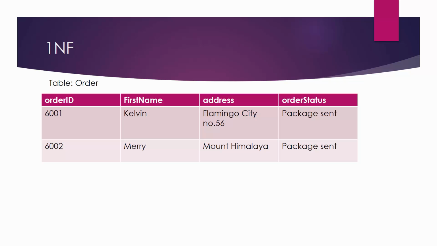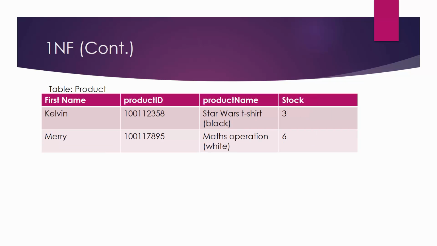The first normalization form is in the table order, as you can see. The first normal form is a property of a relation in a relational database. A relation is in first normal form if and only if the domain and attribute contain only atomic values, and the value of each attribute contains only a simple value from that domain. So this is the example of my first normalization form.